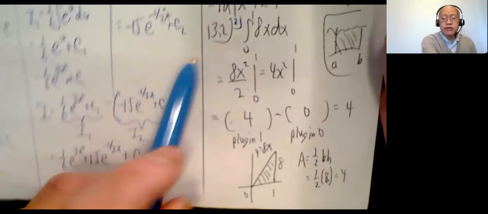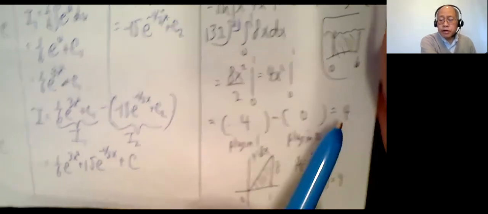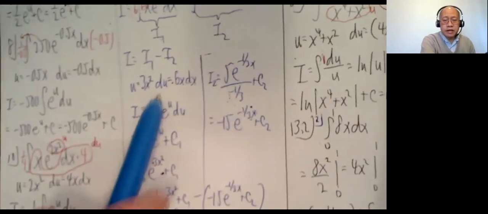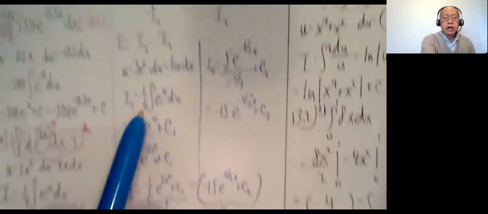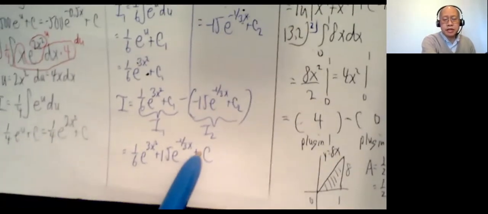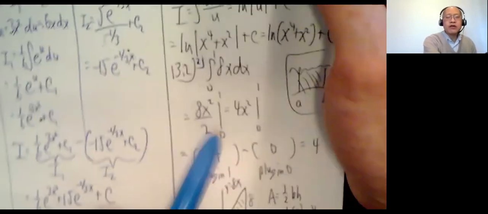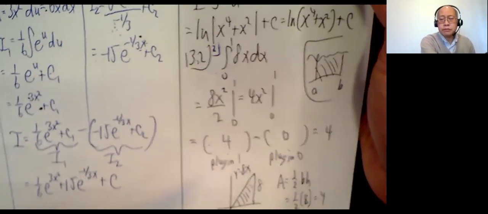Okay, so for these kinds of integrals, the final answer is a real number. If they don't give me numbers here, the so-called indefinite integrals, your answer is going to be blah, blah, blah plus c. The final answer here is a real number.